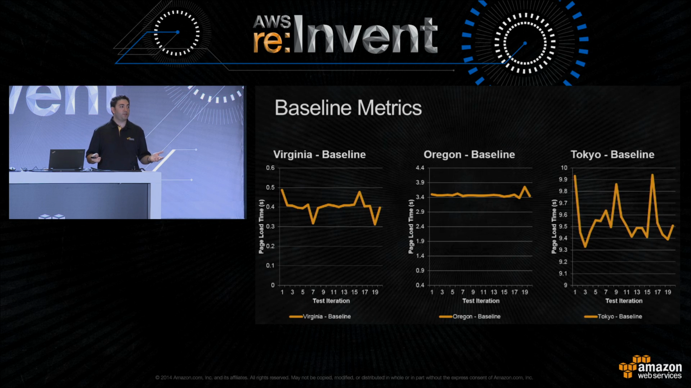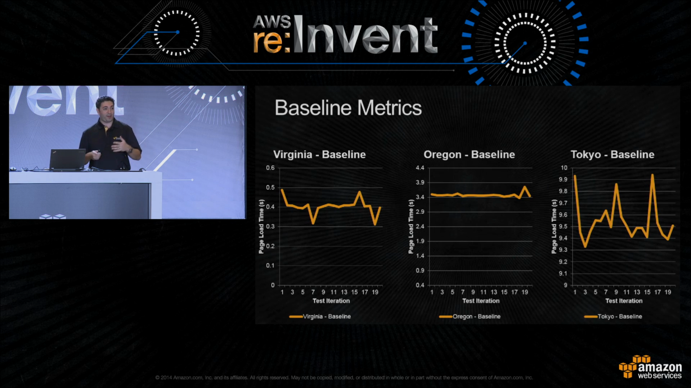All right, so let's take a look at some baseline metrics here. I have this page with 108 objects, and I'm hitting it from these 3 locations. If we look at Virginia, which is right next to the origin, right? No latency at all. We'll see the average page load time right about 400 milliseconds, 0.4 seconds. If we look at Oregon, the average page load time jumps way up to 3.4 seconds.